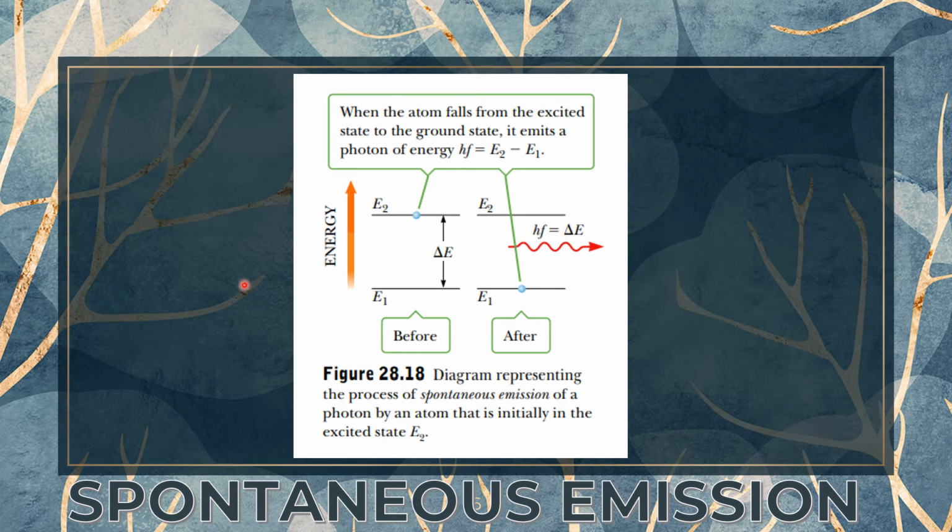On the other hand, this is a diagram representing the spontaneous emission of a photon by an atom that is initially in the excited state. During spontaneous emission, the internal energy of an electron decreases, so a photon is emitted. In conclusion, when an atom falls from the excited state to the ground state, it emits photon energy. Before, there was no photon energy. After, there is photon energy that is emitted.